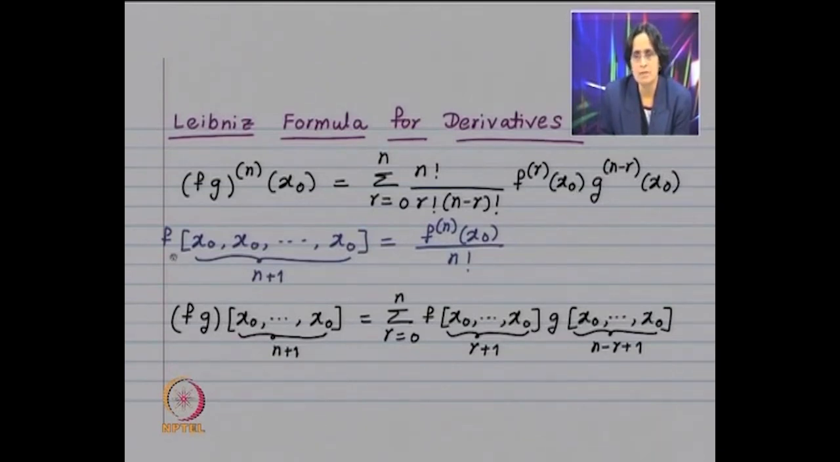The definition of divided difference of f based on x 0 which is repeated n plus 1 times is f n x 0 divided by n factorial. So, divide by n factorial, so that the left hand side will be the divided difference of f into g based on x 0 repeated n plus 1 times. Now, this will be equal to summation r goes from 0 to n, we have divided by n factorial, associate r factorial with f r x 0. So, that will be the divided difference of f based on x 0 repeated r plus 1 times, and associate n minus r factorial with g n minus r x 0. So, that will be the divided difference of g based on x 0 repeated n minus r plus 1 times.